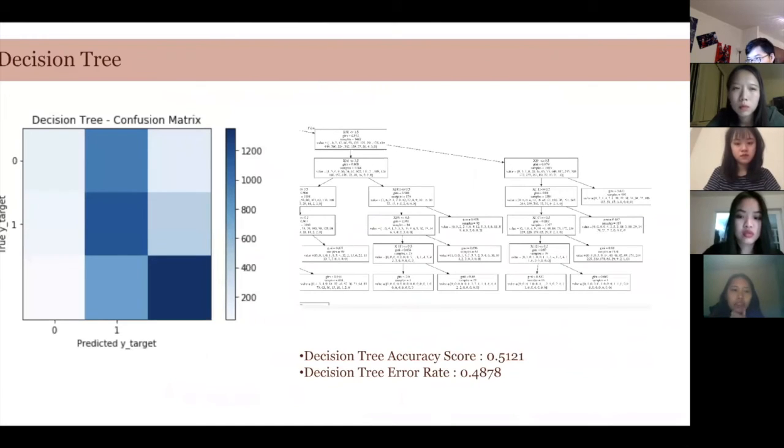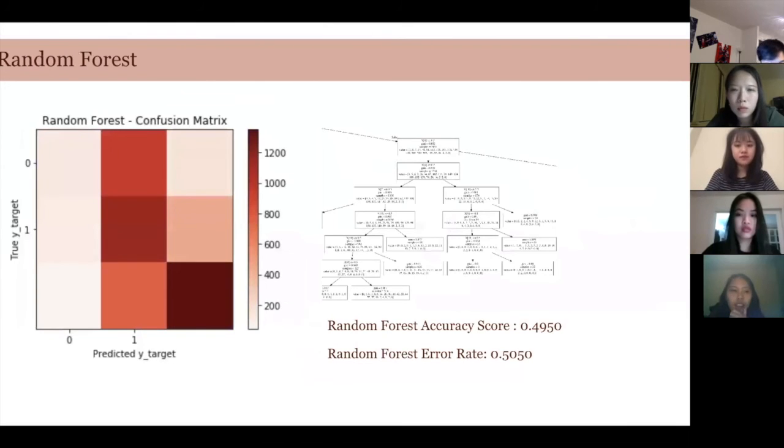Last slide. And then we first see the results of the decision trees. Here is a visualization of the decision tree model, and the accuracy score improved very much. It is 0.51 now. Last slide. And here is the result of the random forest. It is also about 0.50.